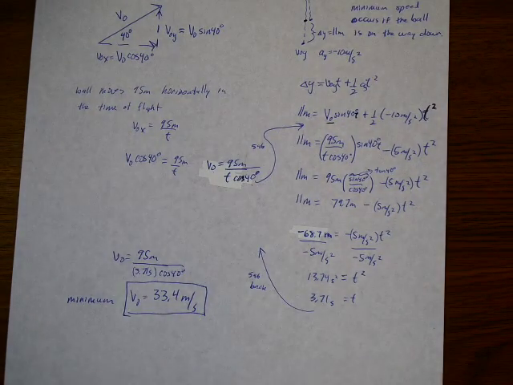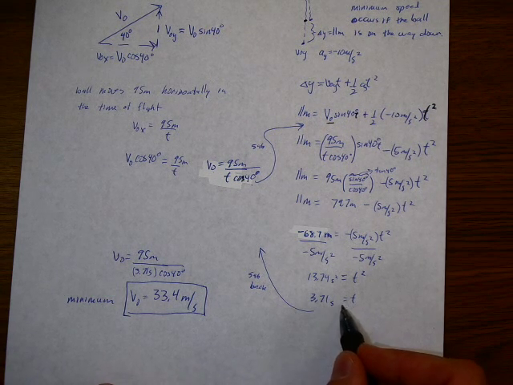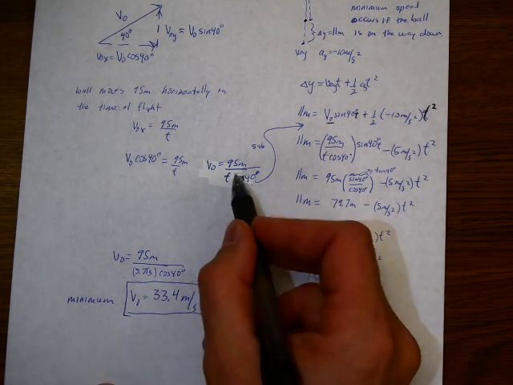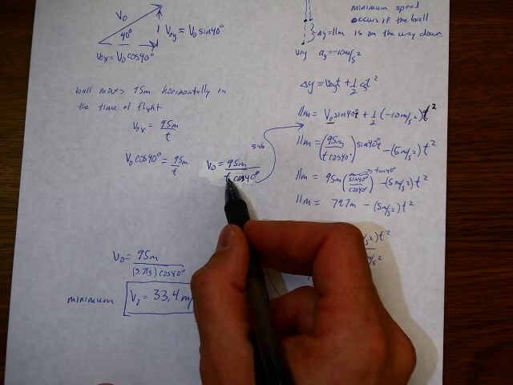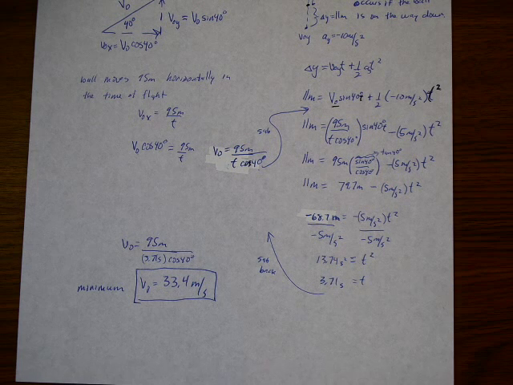And we come up with 3.7-ish seconds. I'm trying to find the minimum velocity, so if I take that, plug it back in here to this guy for time, then I come up with the initial velocity around 33 meters a second.